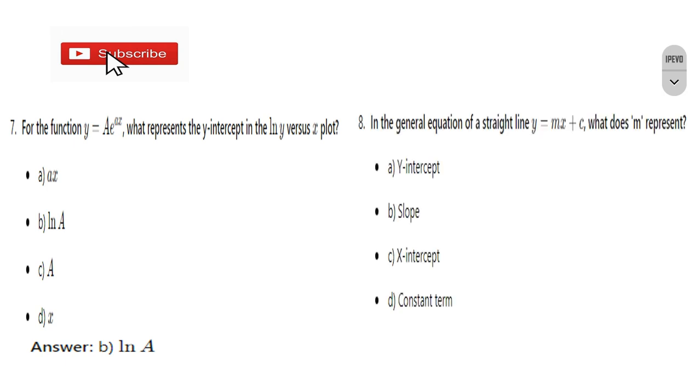Question 8. In the general equation of a straight line y equals mx plus c, what does m represent? A. y-intercept, B. slope, C. x-intercept, and D. constant term. The correct option is the slope, B.